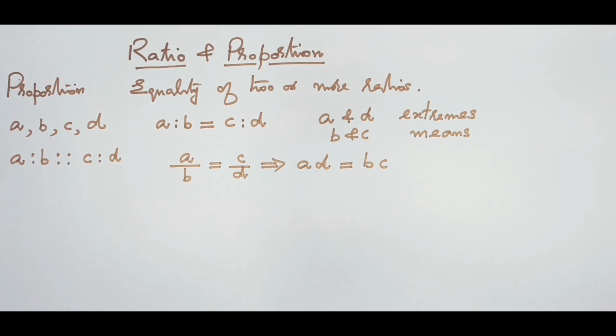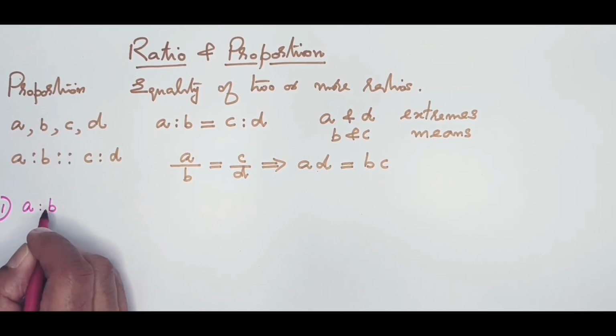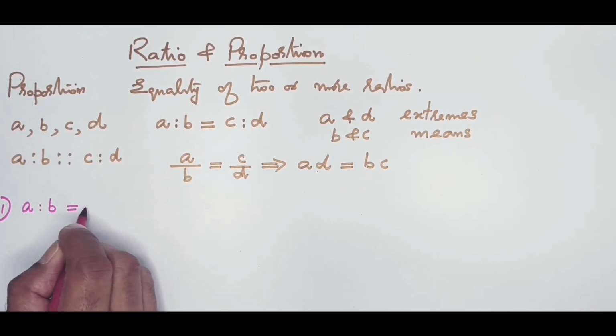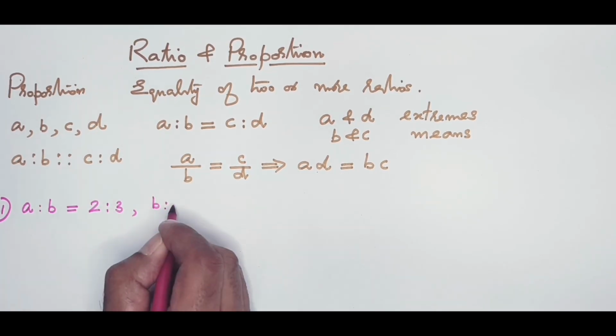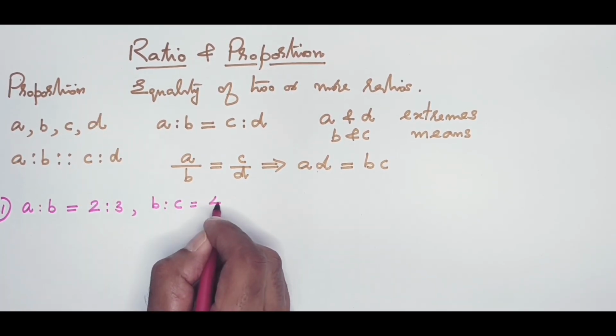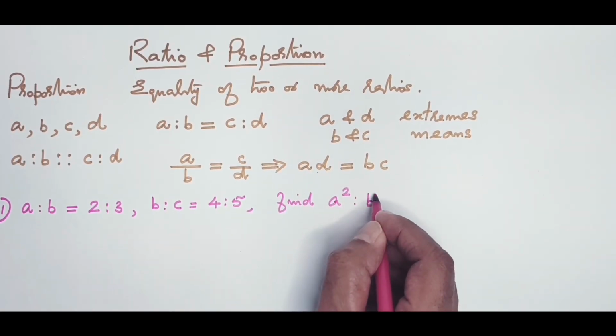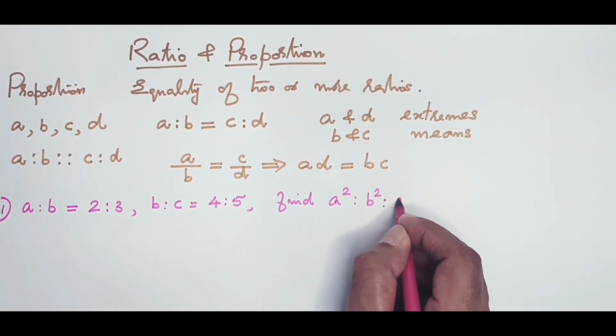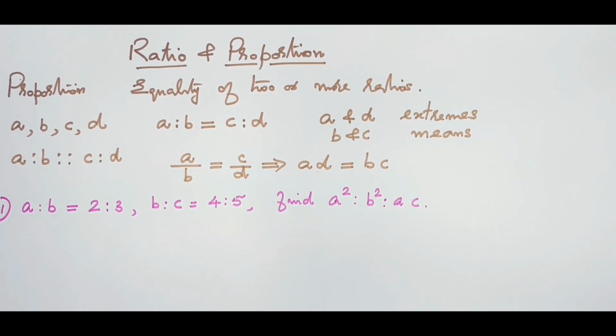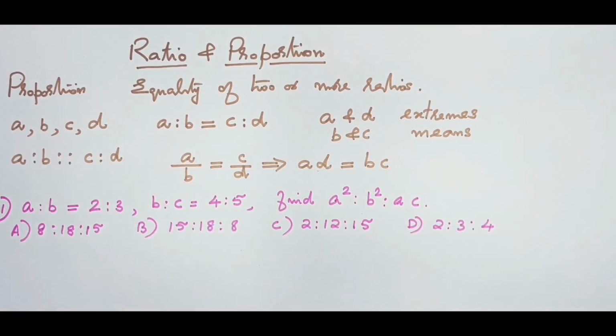Now let's work out a few simple problems based on both ratio and proportion. The first question is this: A is to B equals 2 is to 3. B is to C equals 4 is to 5. Find A square is to B square is to AC. These are the four options.